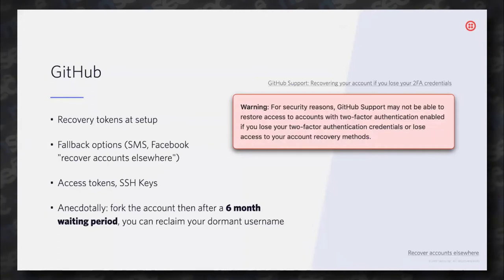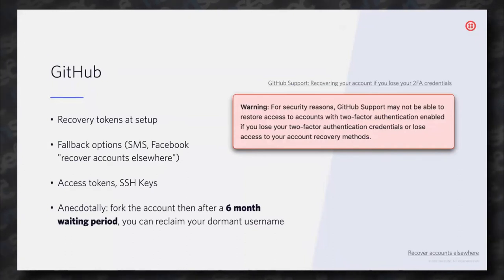But interestingly, I wanted to tell this anecdote. A friend of mine went through the account recovery process with GitHub and, in line with this warning that's shown here, they told her that she could unlink her email address so that they could use it again to create a new account, fork her stuff, and then in 6 months, if the old username was still dormant, they would release it to her. That's a pretty extreme form of a waiting period, but it is one way that they can slow down the process of an attacker taking over a trusted GitHub username.